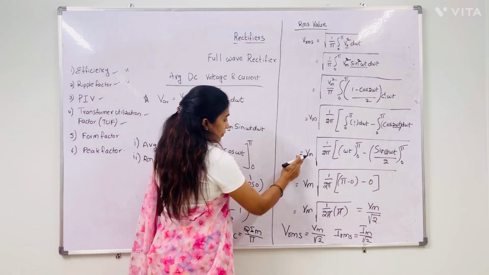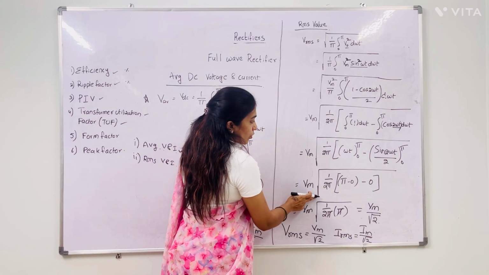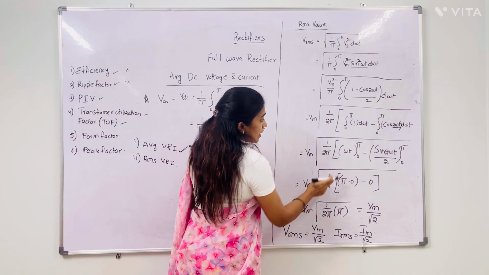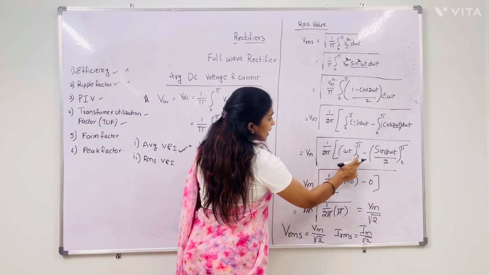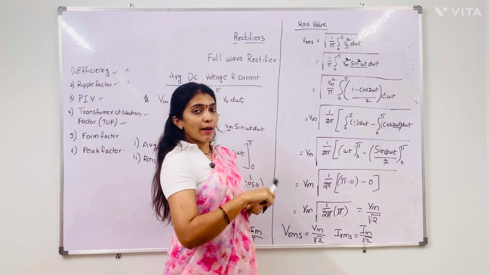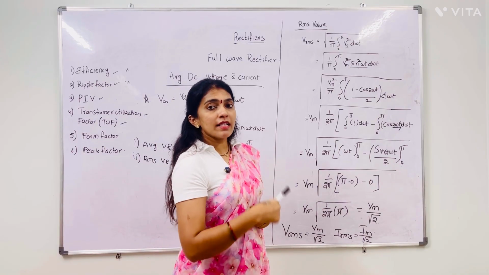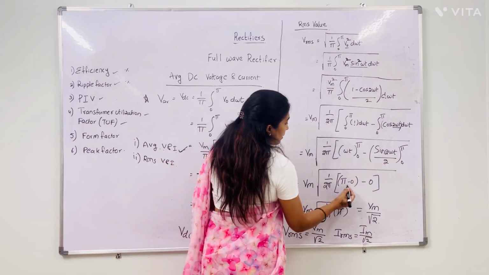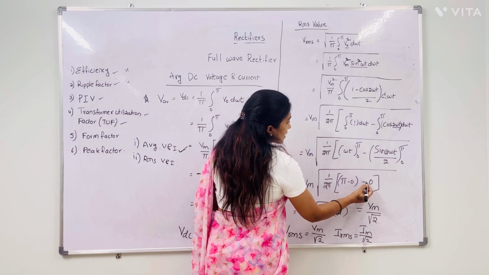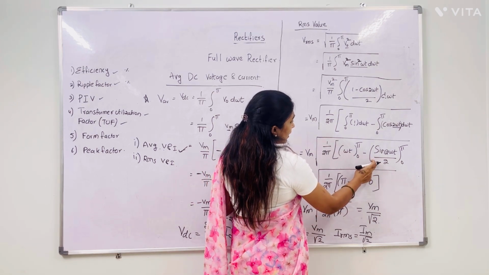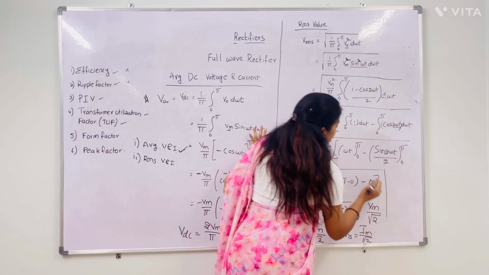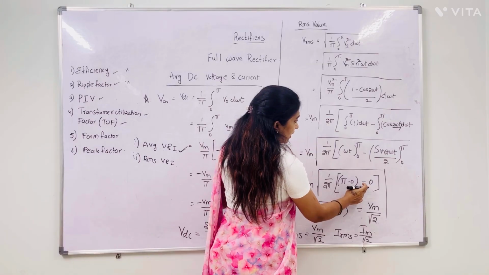Next step, Vm as it is, square root 1 by 2 pi as it is. Here, applying the limits, first apply upper limit minus lower limit. So pi minus 0 minus, here sin 2 pi. So here I am writing 0 directly.